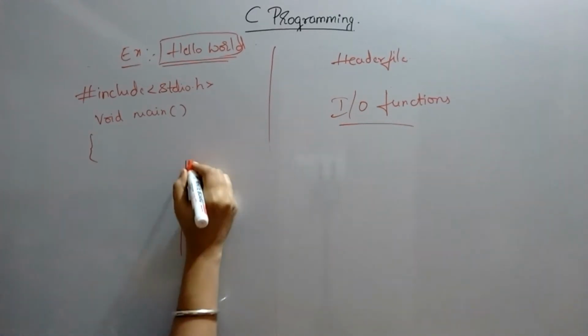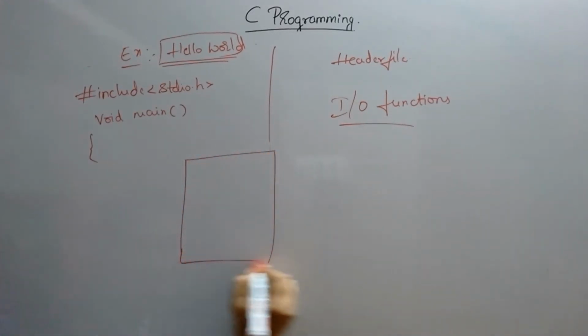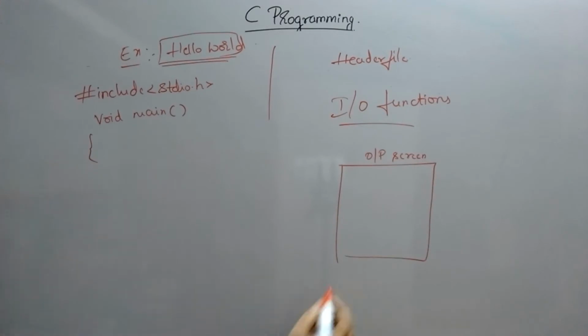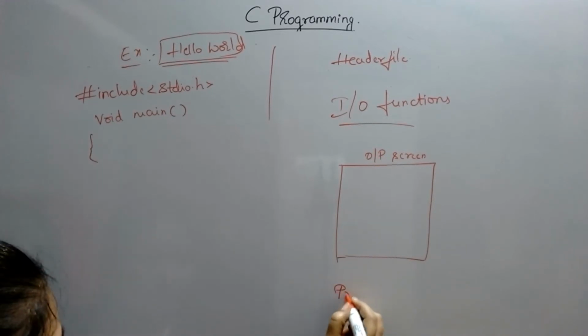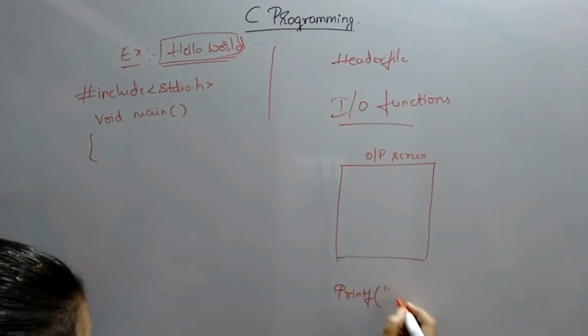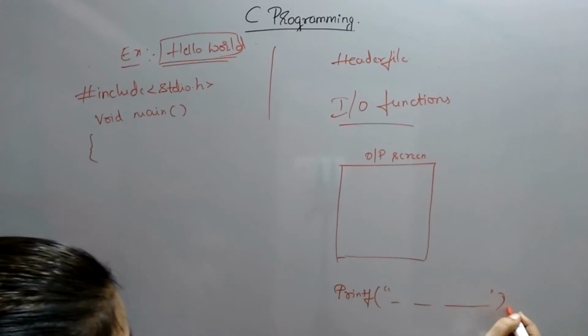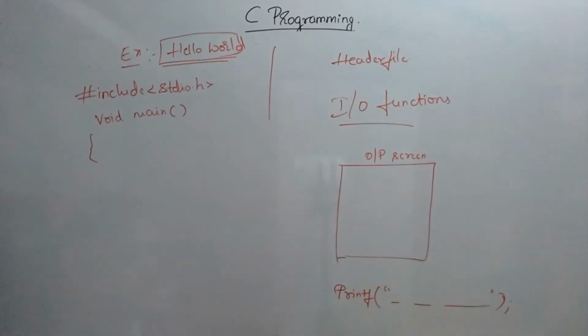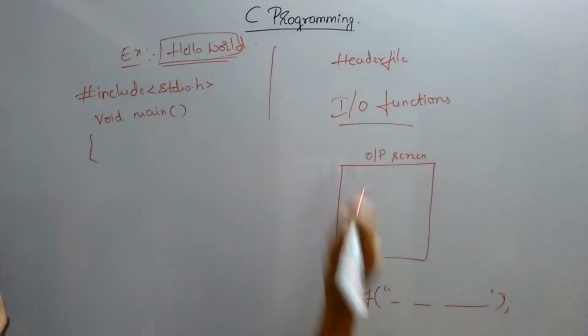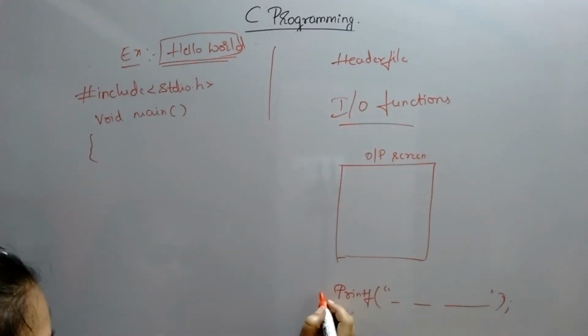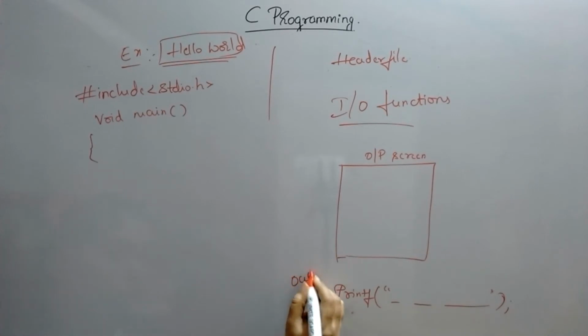See, if this is your output screen, when I use the printf statement, that is used to display the content on the output screen, which means whatever I write inside this printf statement will be displayed on your output screen. Fine. So when it comes to input output functions, this printf is an output function.